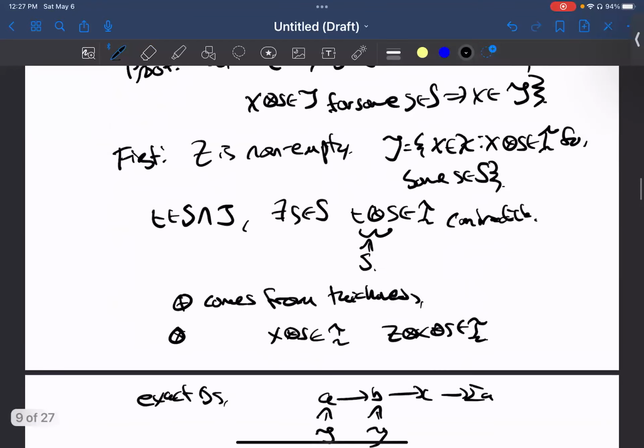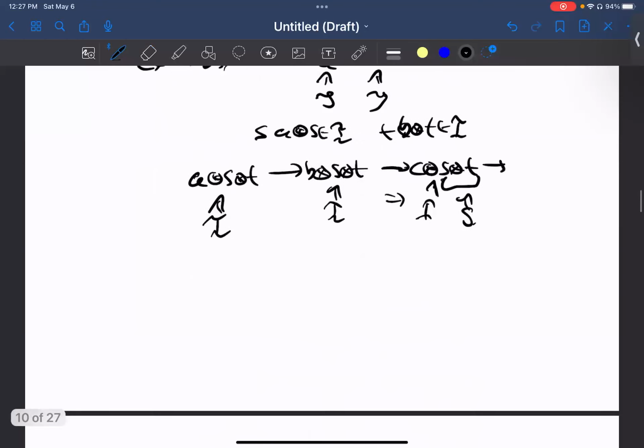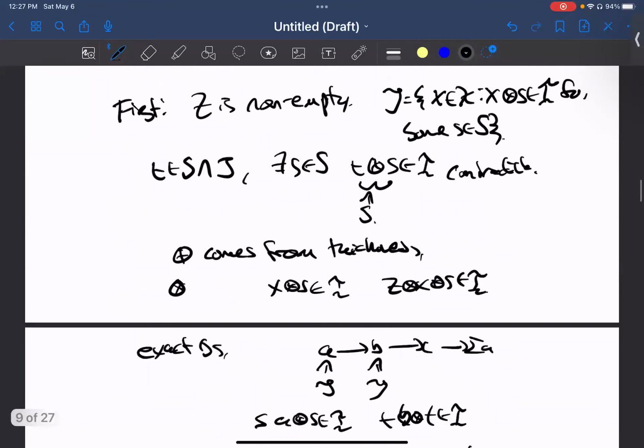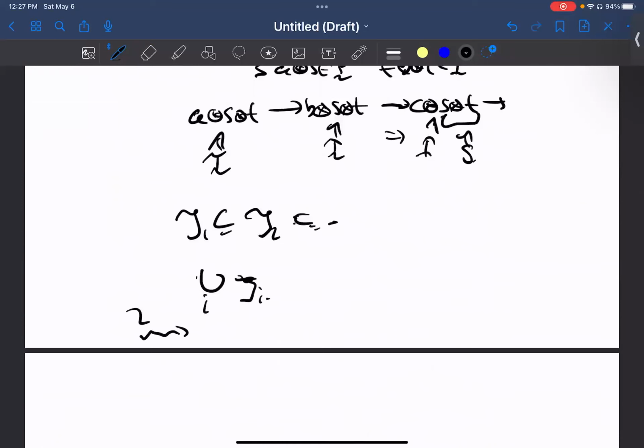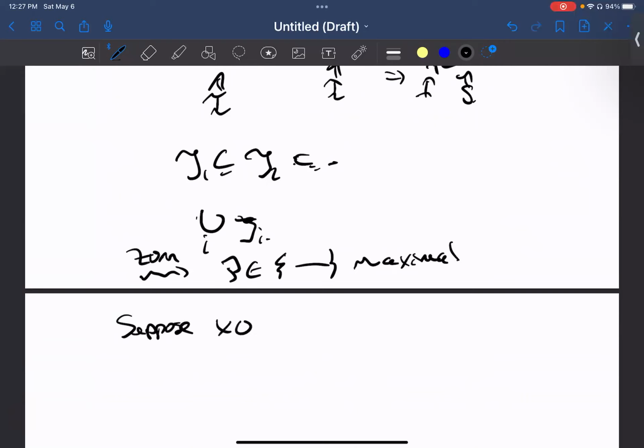Okay, so now we have that it's not empty. And if we had any chain J1 subset J2 subset dot dot dot, we can just take the union over i of Ji. And this is easily checked to satisfy the same properties. So this is going to be in here. Therefore, Zorn's lemma applies, and we get some maximal P in this set above. And we claim that P is prime. So suppose X tensor Y is an element of P, and X is not in P.